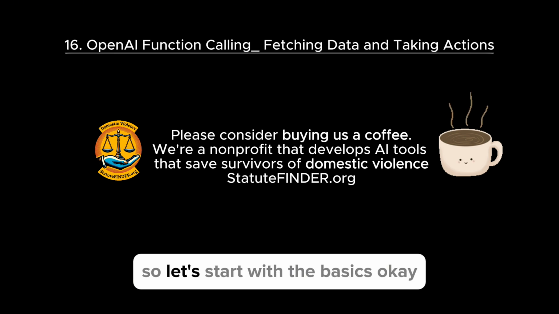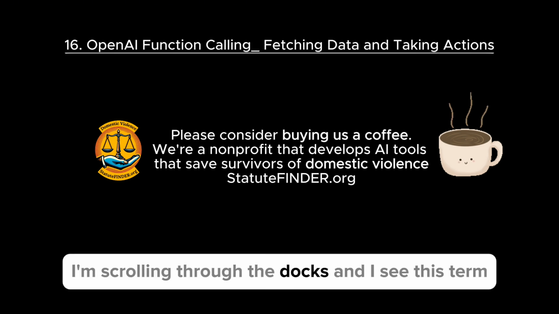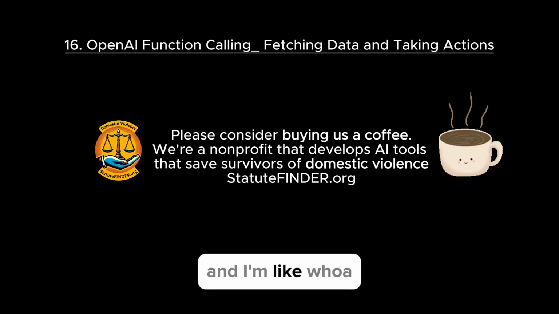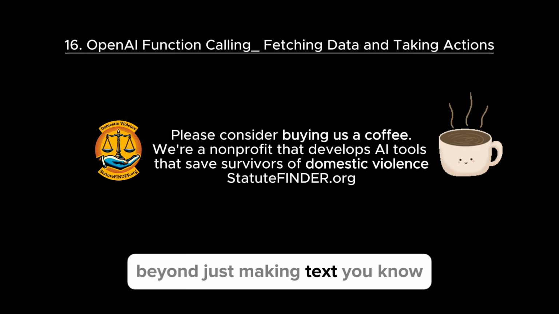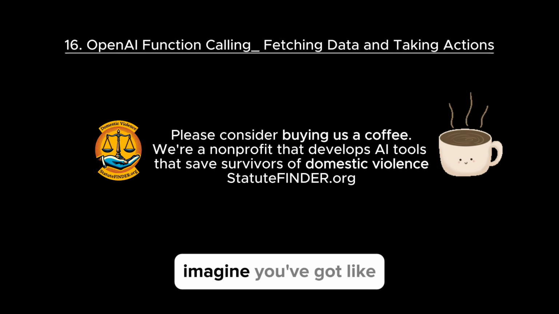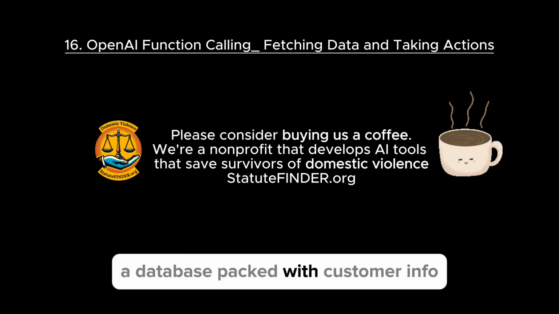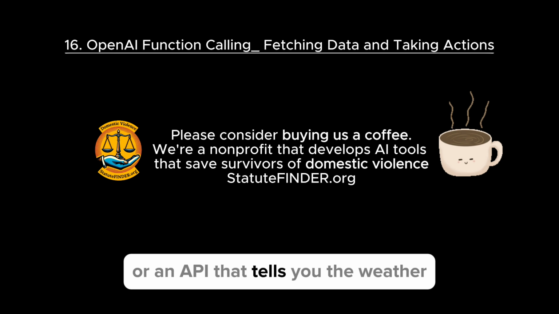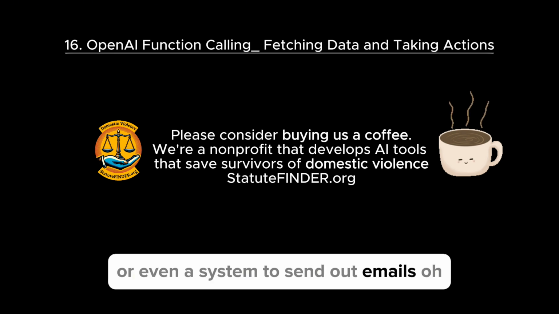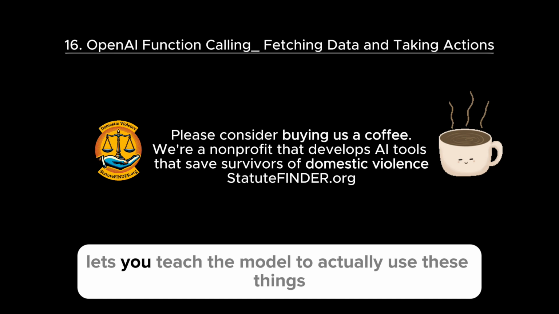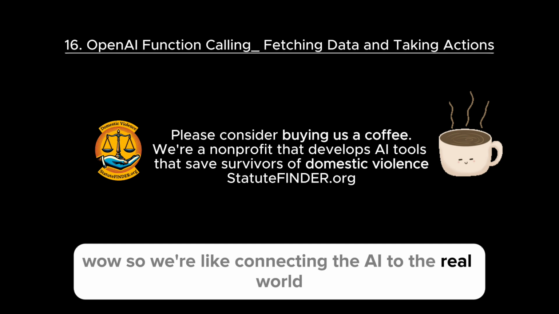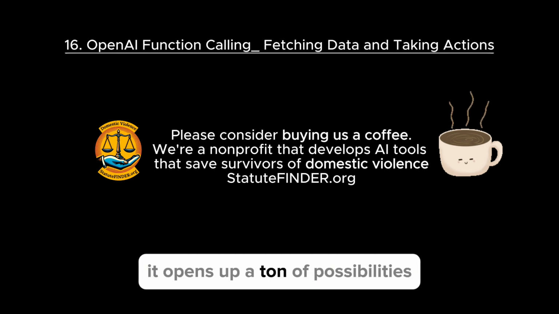Awesome. So let's start with the basics. What exactly is function calling? Like, I'm scrolling through the docs and I see this term and I'm like, whoa, what is that? Okay, so function calling is all about giving those OpenAI models extra abilities beyond just making text, like giving them tools. So imagine you've got a database packed with customer info or an API that tells you the weather or even a system to send out emails. Function calling lets you teach the model to actually use these things. Wow. So we're connecting the AI to the real world. Exactly. It opens up a ton of possibilities.